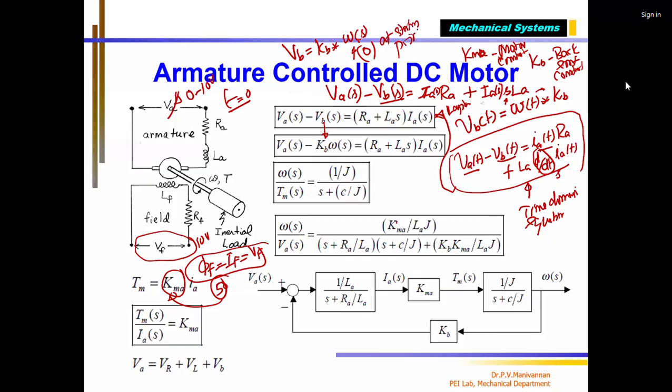Sir, your pointer is not actually writing. Maybe the color is white. One minute, I will check.